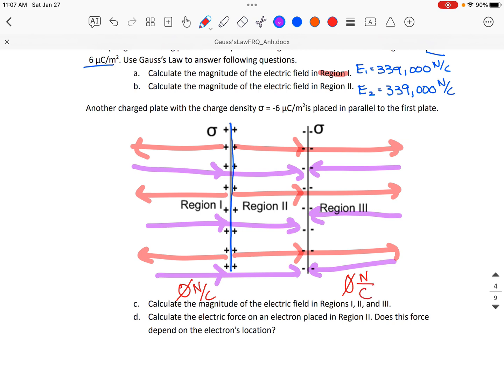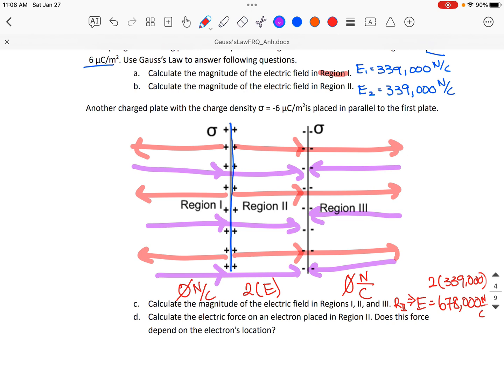Now in region 2, you notice that both of the arrows from the positive and the negative plate point right, so we're going to actually double our electric field in that area, and so it's going to be 2 times the electric field. In this case, I'm going to do region 2. The electric field is equal to 678,000. I just doubled the 339,000 that we got from parts A and B. So that's newtons per coulomb.